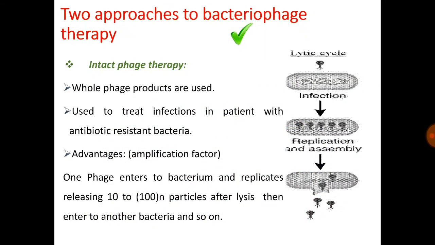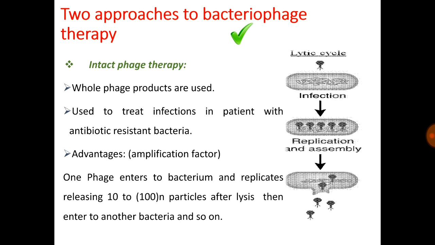Two approaches to bacteriophage therapy. We have two methods. The first is intact phage therapy. In this method, we are going to use the whole phage product to treat infections in patients with antibiotic-resistant bacteria. The advantage of this method is the amplification factor. That means one phage will enter the bacteria, replicate, releasing 10 to 100 particles, and then the bacteria will lyse, the phage will enter another bacteria, and so on.